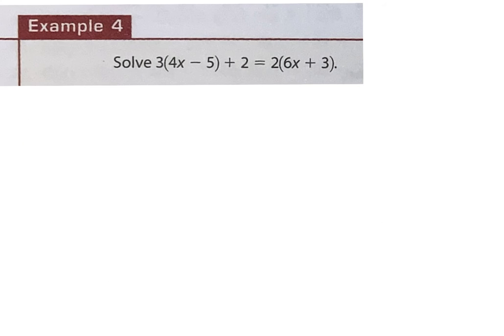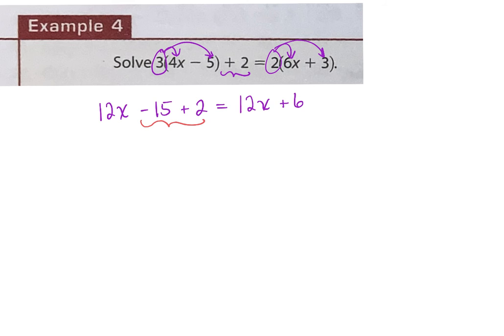So when you're given one of these, you're not going to know that you have a special case until you're done solving. So we're going to distribute our 3. 3 times 4x. 3 times negative 5. And then don't forget you have this plus 2 here. On the right-hand side, distribute your 2. 2 and 6x. And then 2 and 3. We're going to do exactly like we would. Combine your like terms. Negative 15 and 2.